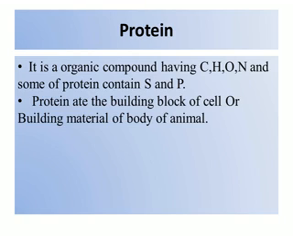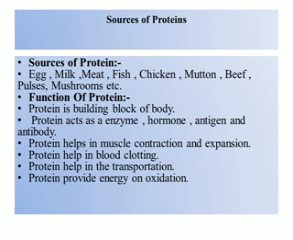Why is it known as the building block of the cell? Because the cell membrane also consists of protein, therefore it is a building block of the cell too. Let's move on to the source of protein and the function of proteins. We get protein from egg, milk, meat, fish, chicken, mutton, beef, pulses, and mushroom. Some dry fruits have protein also.